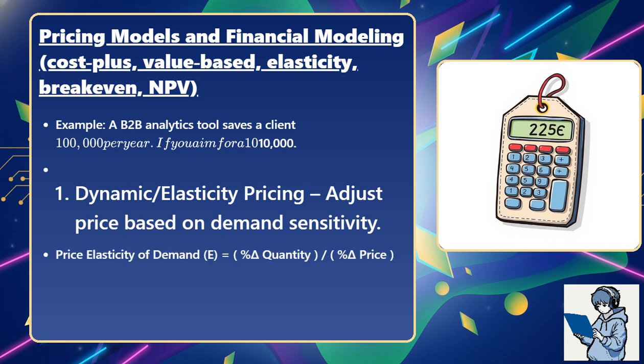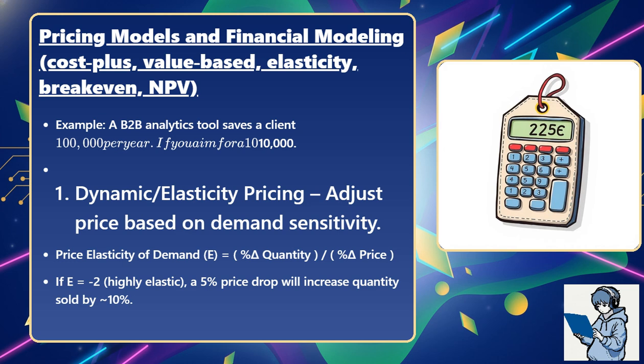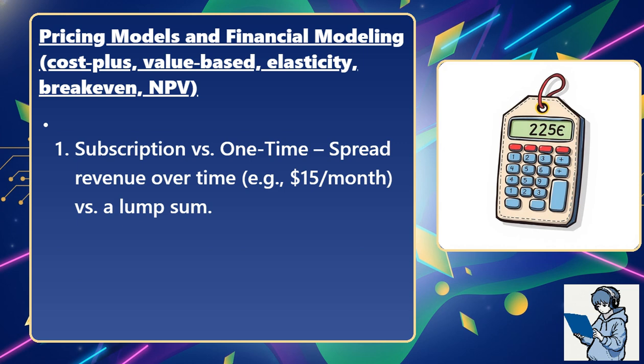Price elasticity of demand E equals percent delta quantity divided by percent delta price. If E equals -2, highly elastic, a 5% price drop will increase quantity sold by approximately 10%. 4. Subscription versus one-time: spread revenue over time. For example, $15 per month versus a lump sum. Financial modeling: break-even analysis, find the volume where profit equals 0.